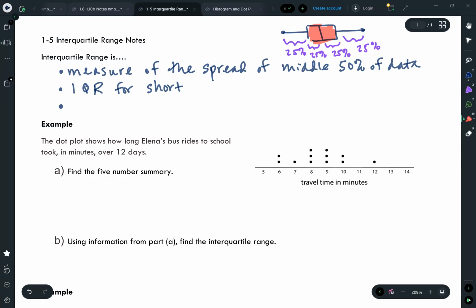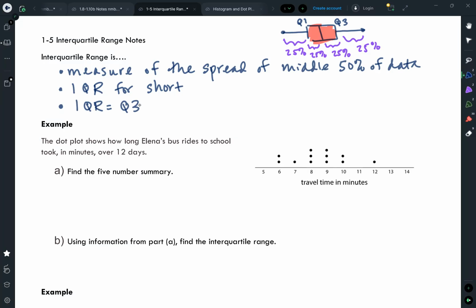And the way I get that, think about how the box is created by Q1 and Q3. So the way I get that middle 50% is by taking Q3 and subtracting Q1. So IQR equals Q3 minus Q1. So interquartile makes me think quartile 1, quartile 3. Range makes me think subtract, like we're trying to find the range of values.